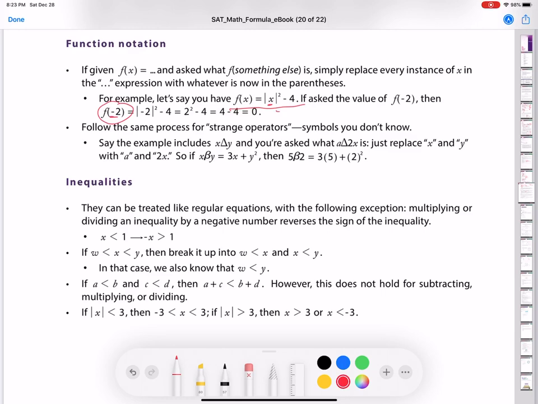Plug in negative 2 into the function for x. The result is going to be 0. That means f of negative 2 is 0. That means the y value is 0 when x equals negative 2.